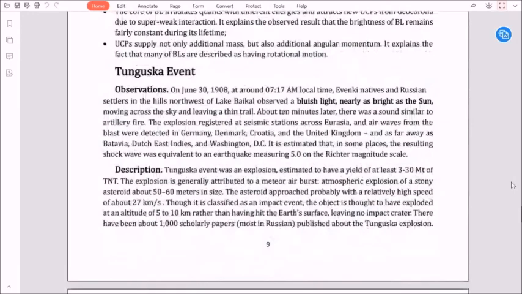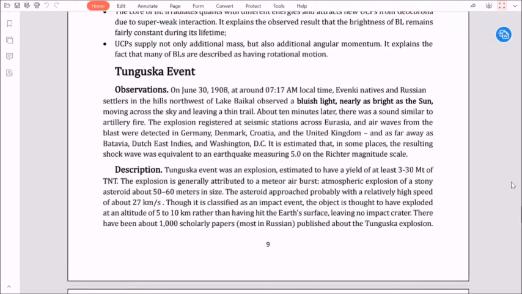Tunguska Event observations. On June 30, 1908, at around 7:17 a.m. local time, Evenki natives and Russian settlers in the hills northwest of Lake Baikal observed a bluish light nearly as bright as the sun, moving across the sky and leaving a thin trail. About 10 minutes later, there was a sound similar to artillery fire.